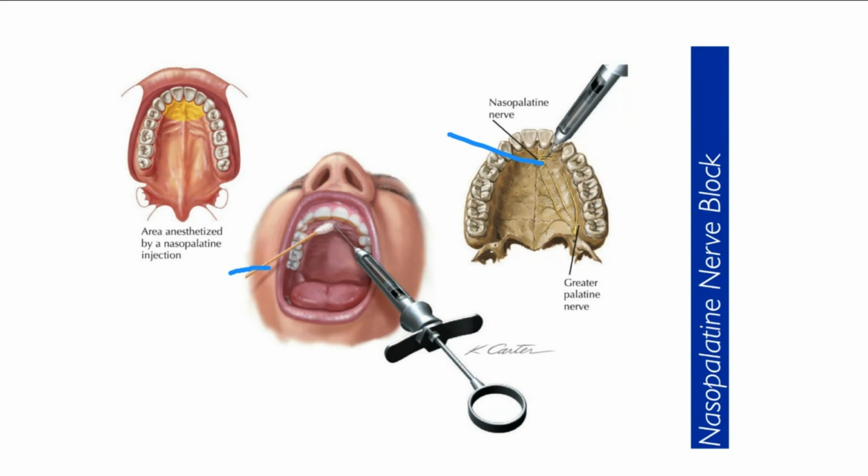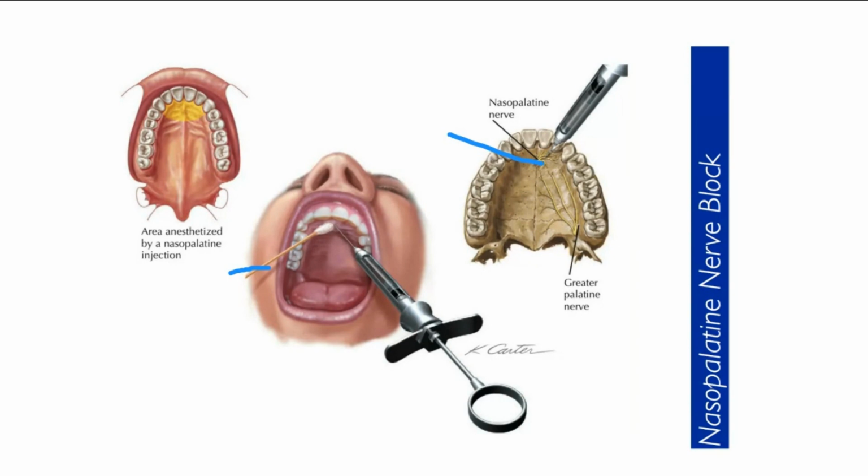So nasopalatine nerve block, what's your target? Incisive foramen, beside the incisive foramen. What's your territory? The palate and the lingual aspect, or the inside gingiva of canine to canine, or the easy way, canine to canine. Nasopalatine, canine to canine. So you're going to put the Q-tip or the cotton swab, and then you're going to pour the anesthesia beside it.